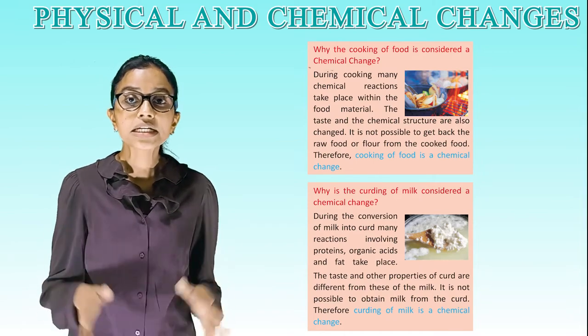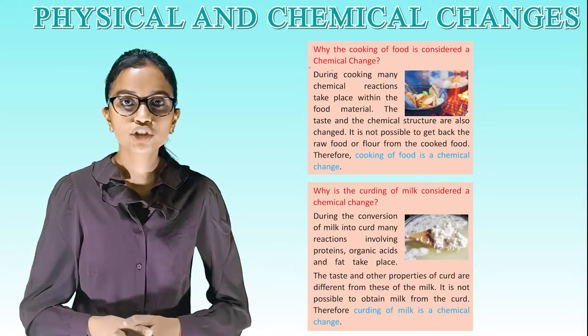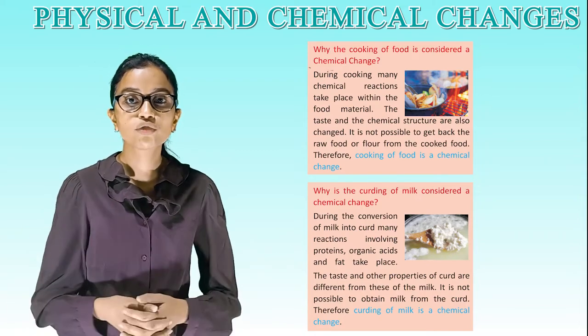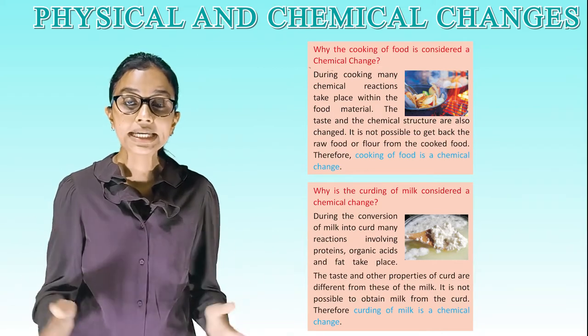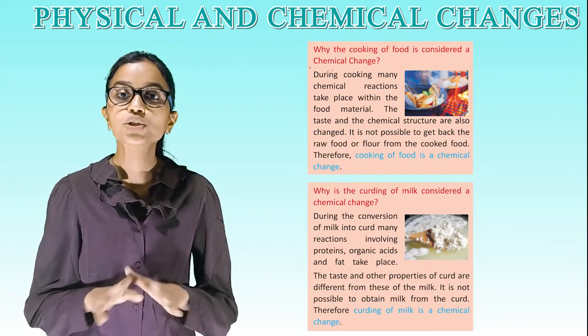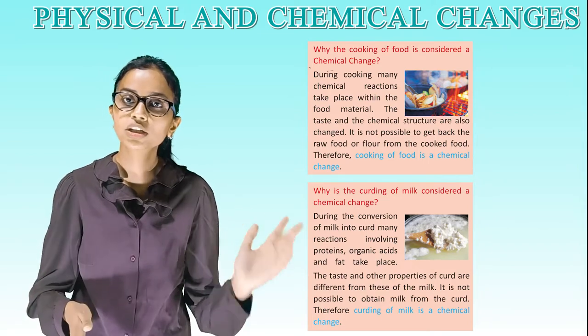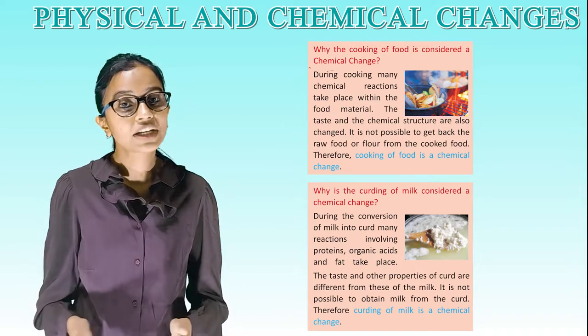Why is the curding of milk considered a chemical change? During the conversion of milk into curd, many reactions involving protein, organic acids and fat take place. The taste and other properties of curd are different from those of the milk. It is not possible to obtain milk from the curd. Therefore, curding of milk is a chemical change.